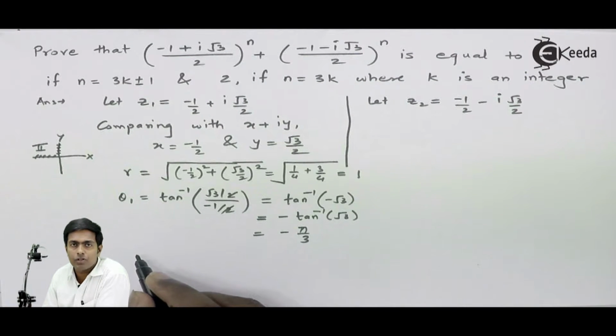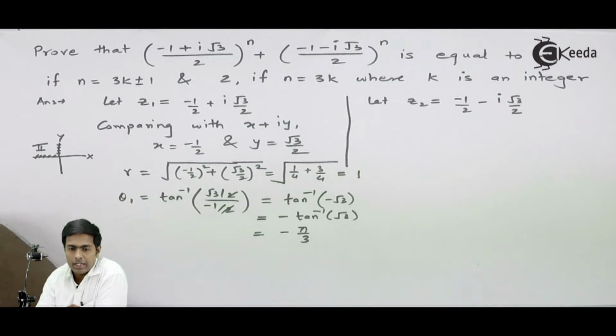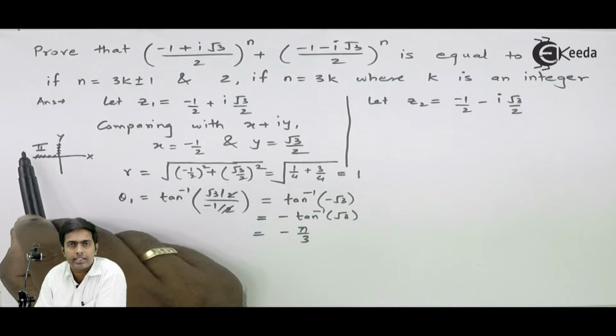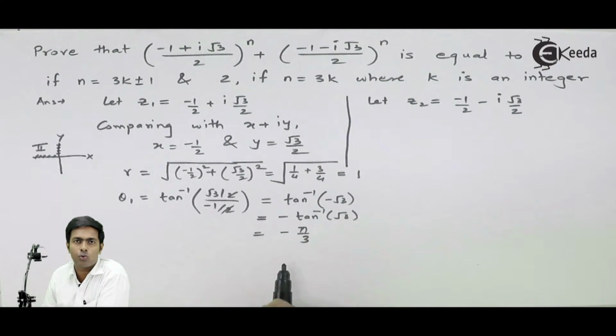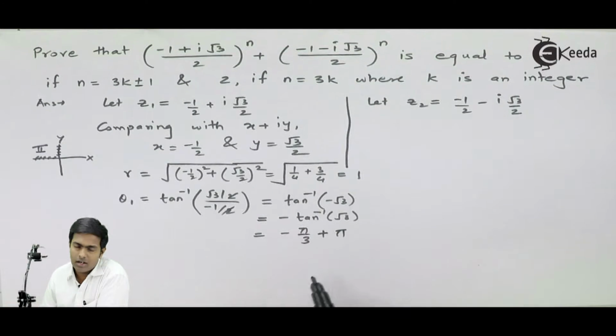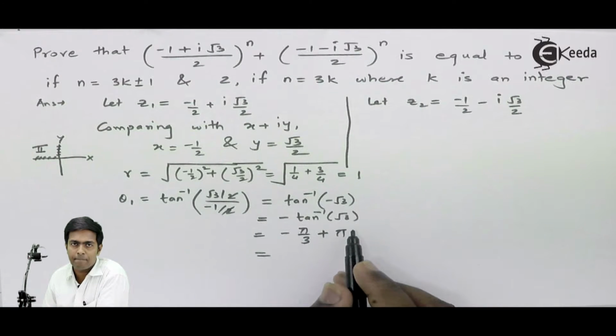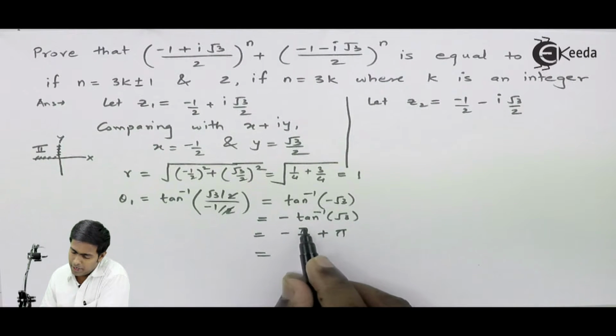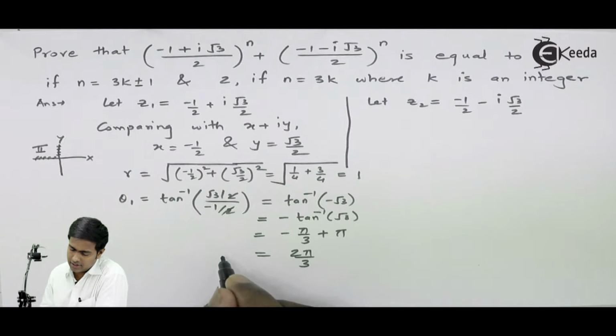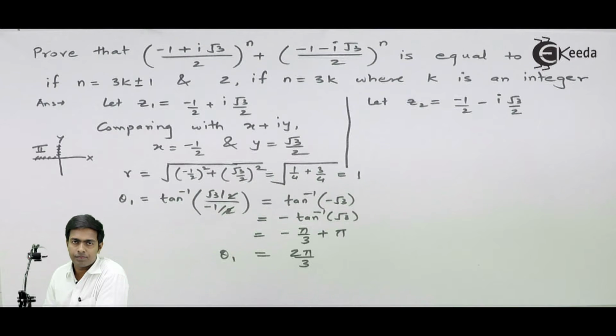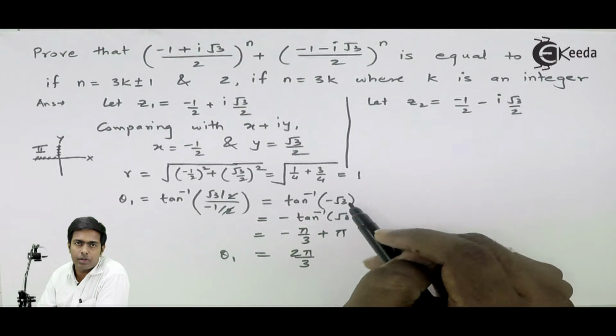Now comes the formula. I have told you that whenever the given complex number is in the second quadrant, that time we need to add π to the theta so that you will get the argument of that particular complex number. So here -π/3 + π gives 2π/3, and this is the value of your argument. Similarly, we will find modulus and argument for the second complex number.